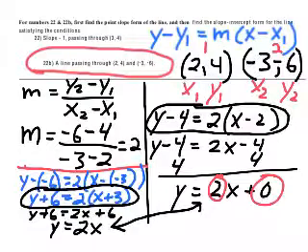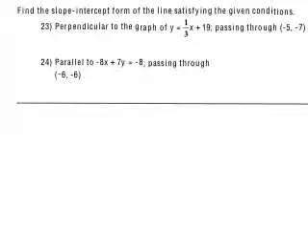Okay, number 23 and number 24. Find the slope-intercept form of the line satisfying the given conditions. Now remember, our slope-intercept form is y equals mx plus b, where m is our slope and b is our y-intercept.